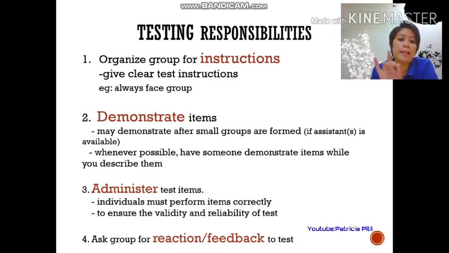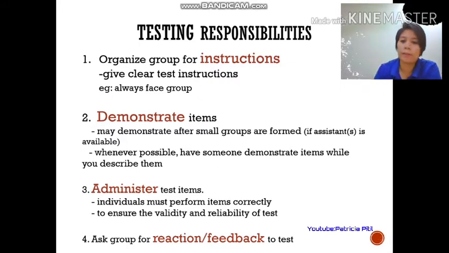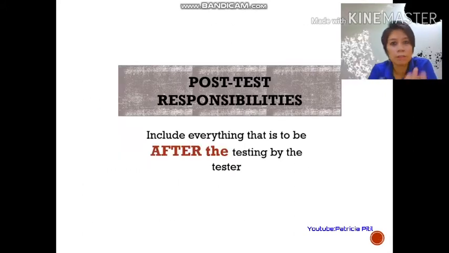After the test, you ask the group for reaction or feedback. If you have explored the tests for the group assignment, you will know some of the tests require performing 3 trials. So after the first trial, ask for feedback. Can you do this? Do you understand how to perform the test? If you see they are too tired or performing wrongly, you can give one-on-one feedback to them. And then now it's going to the post test.